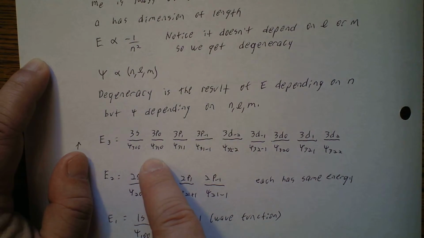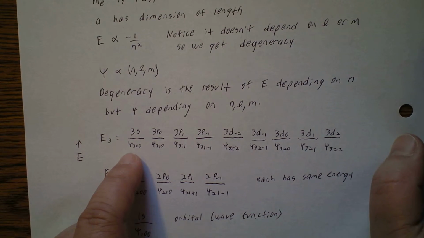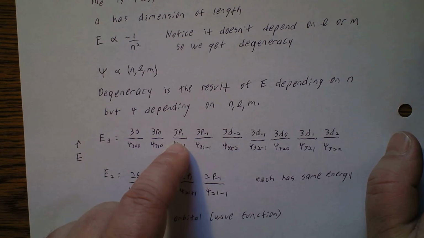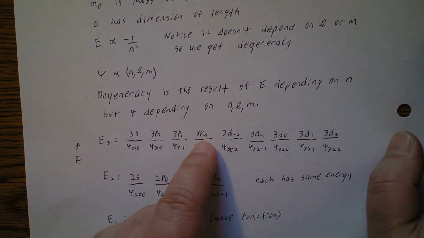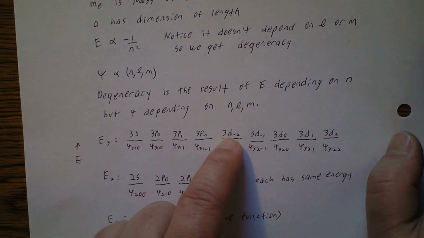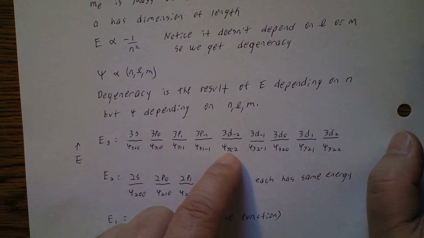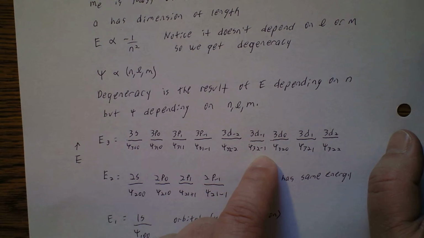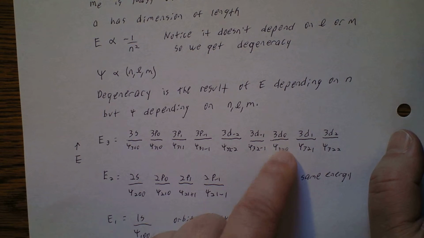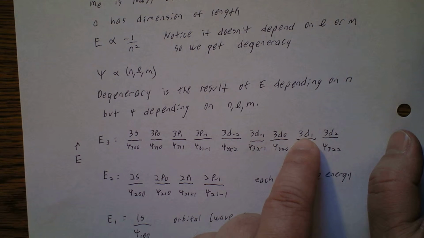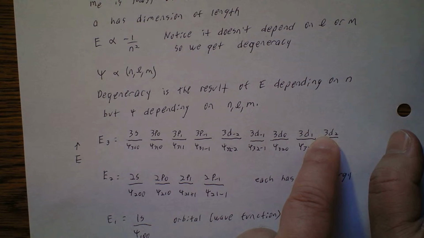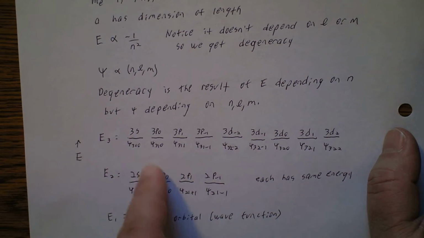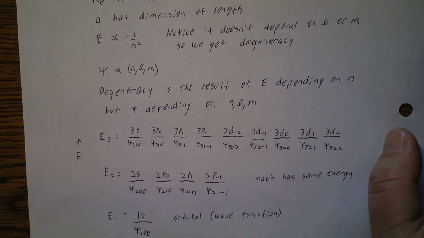And then likewise for energy level 3, we have the 3s orbital, which is psi 3,0,0. We also have the 3p0 orbital, which is psi 3,1,0, the 3p1 orbital, psi 3,1,1, the 3p minus 1 orbital, psi 3,1,-1, the 3d minus 2 orbital, psi 3,2,-2, the 3d minus 1 orbital, psi 3,2,-1, the 3d0 orbital, psi 3,2,0, the 3d1 orbital, psi 3,2,1, and the 3d2 orbital, psi 3,2,2. 1, 2, 3, 4, 5, 6, 7, 8, 9. Nine different states all have the exact same energy level.